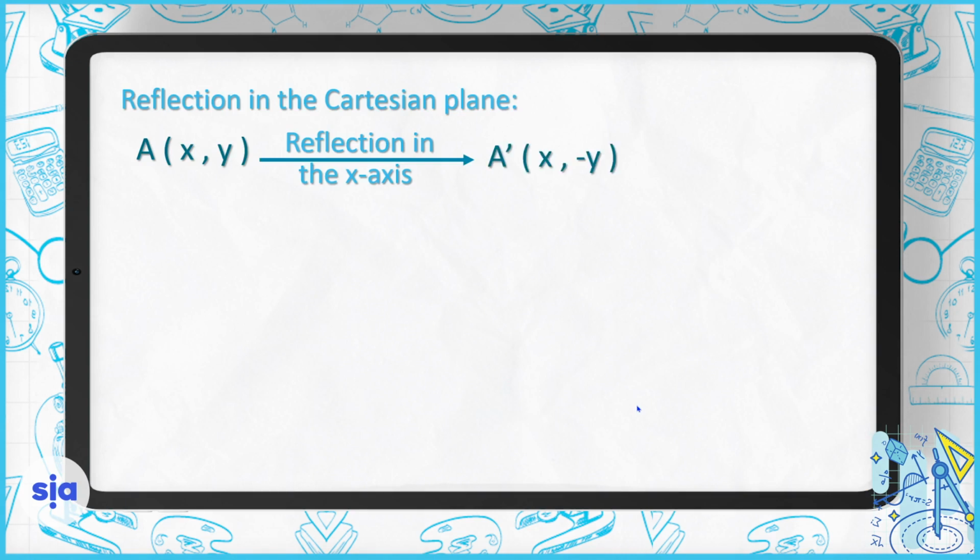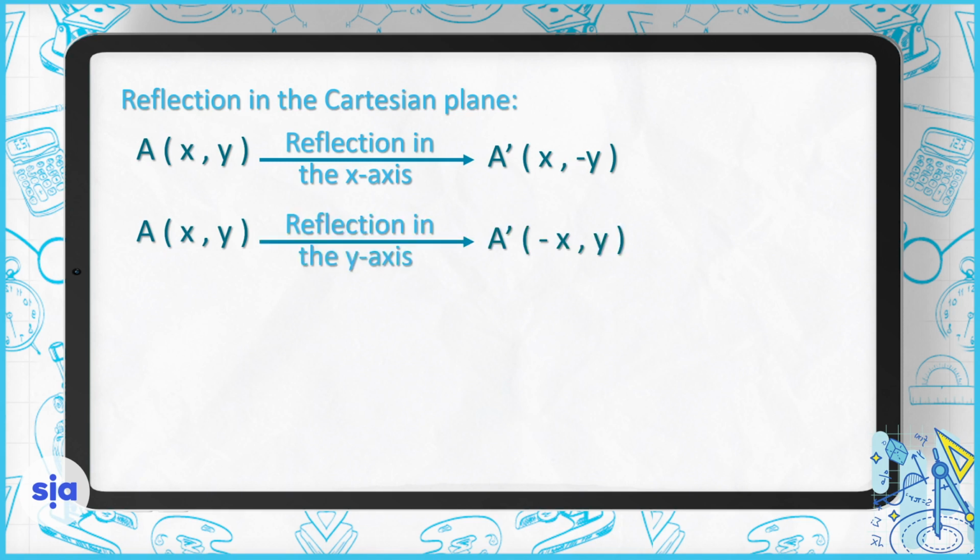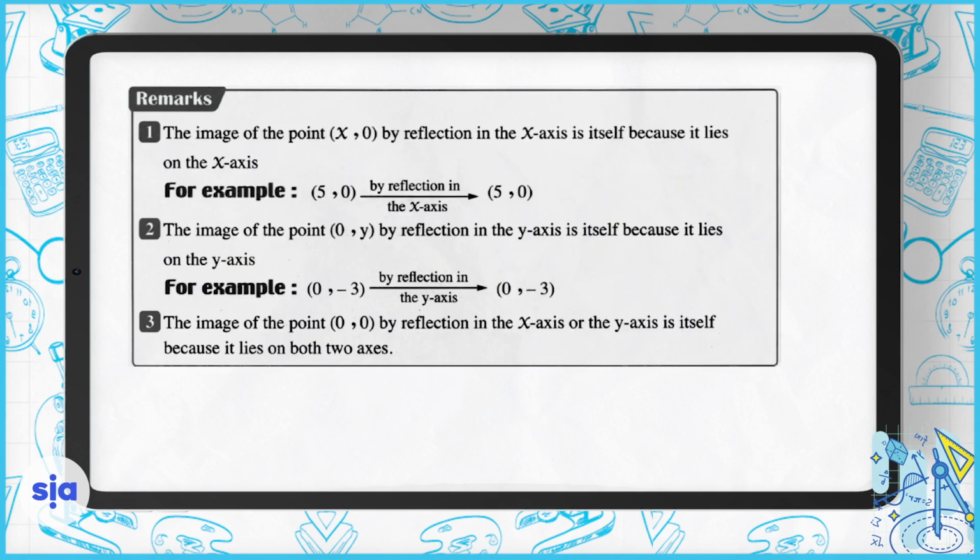So, A dash will be x, negative y, where A that has coordinates x and y, with reflection in the y-axis, will have A dash as negative x and y as it is. Let's see these remarks. The image of the point x, 0 by reflection in the x-axis is itself because it lies on the x-axis. 5, 0: if you change the sign of y, it remains 0 as it is.